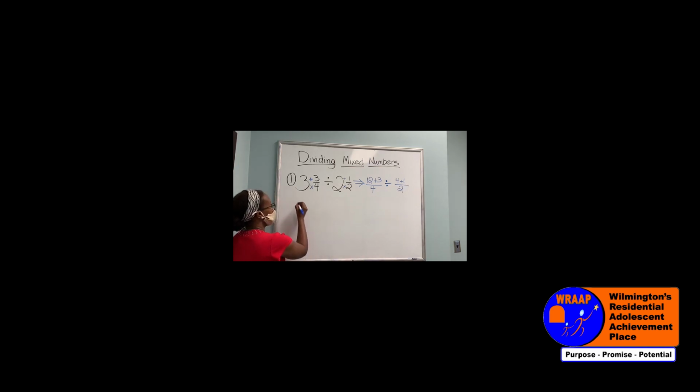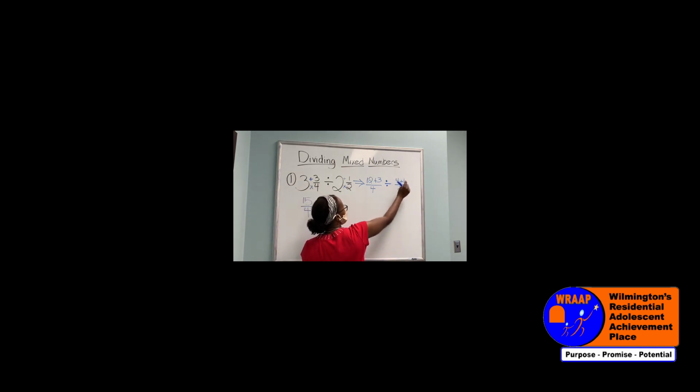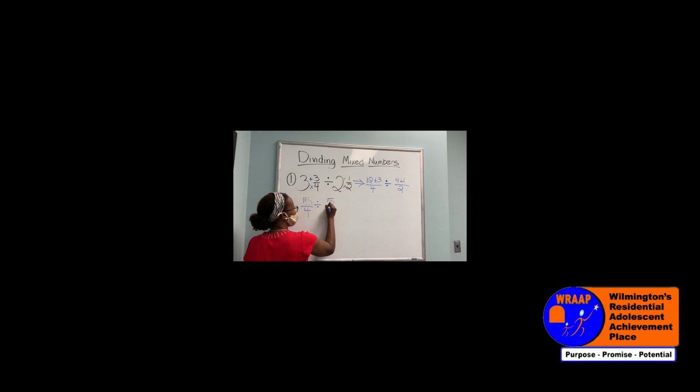So now let's come down here and actually make this into an improper fraction. So 12 plus 3 is 15. And then we keep the denominator the same. Okay? Next, 4 plus 1 is 5. And the denominator stays the same. Now, we've just rewritten this as improper fractions instead of mixed numbers. That's all we've done. Okay?